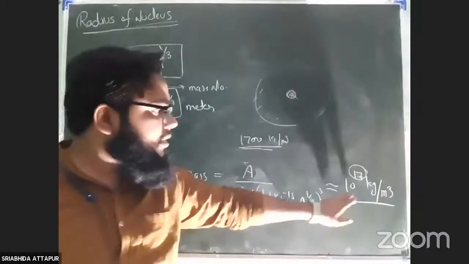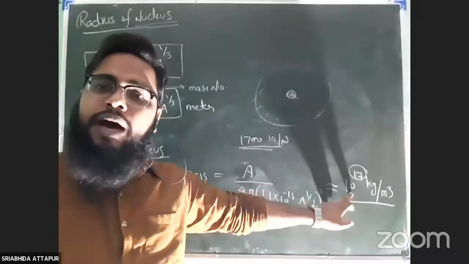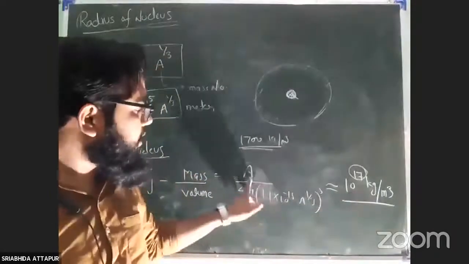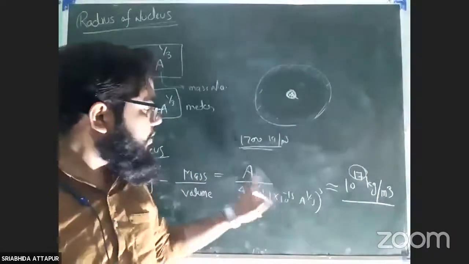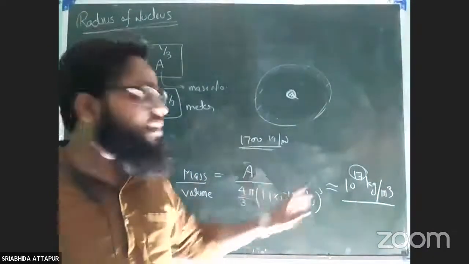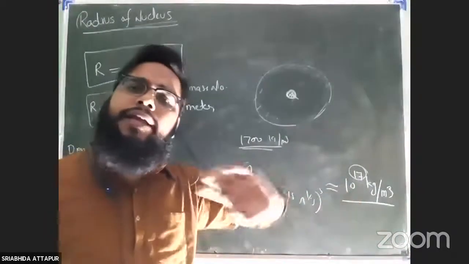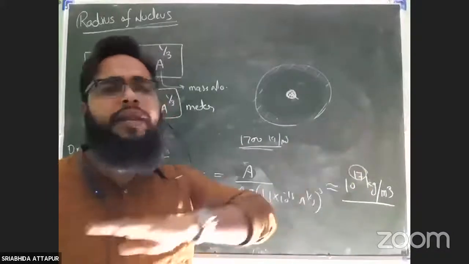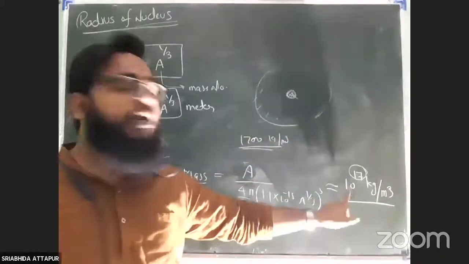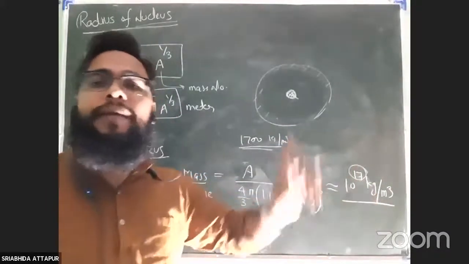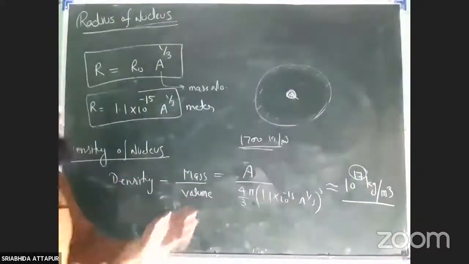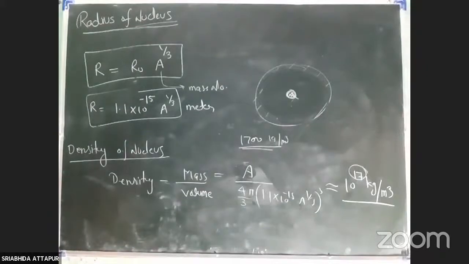So is it fixed for all atoms? Yes, it is fixed for all atoms. Why? Because see here, it is independent of A. You can check, because A will also get cancelled. Therefore, the density for every atom, either hydrogen, helium, lithium, beryllium, anyone, is 10 power 17 kilogram per meter cube. Everyone. If you want, you can write it down. Otherwise, I will start some other things.